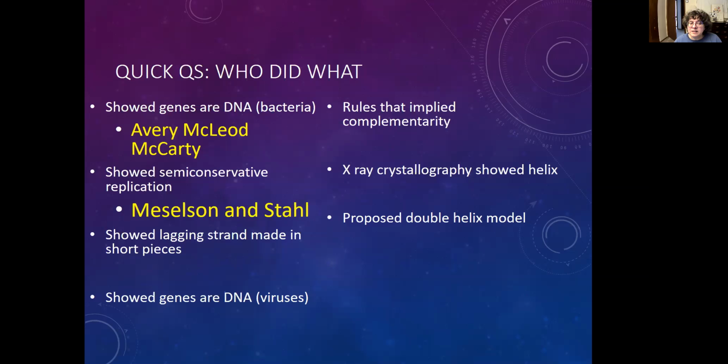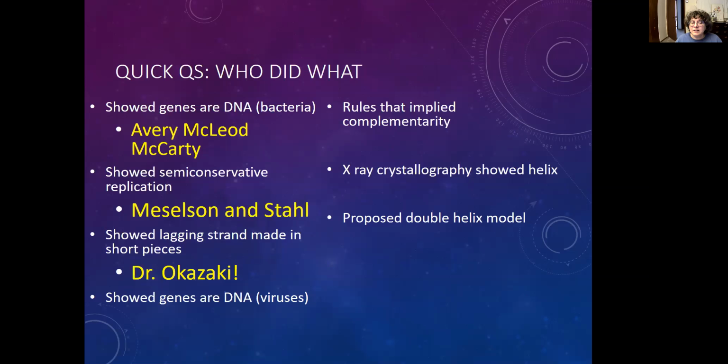How about the Japanese scientists who showed that when DNA is replicated, one of the strands is originally made in short little pieces that have to get tied together afterwards? And those short little pieces are named after the geneticists involved. So I gave you a hint because it's a Japanese name. Those are the Okazaki fragments. So doctors Okazaki were the ones who demonstrated that.